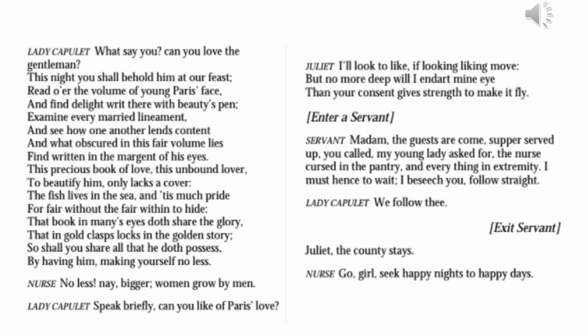We follow thee. Juliet, the county stays. Go, girl, seek happy nights to happy days.